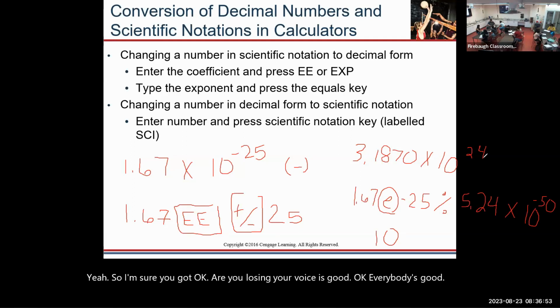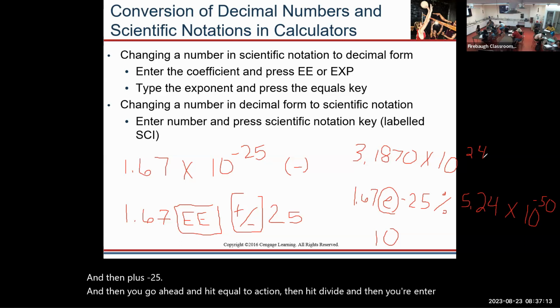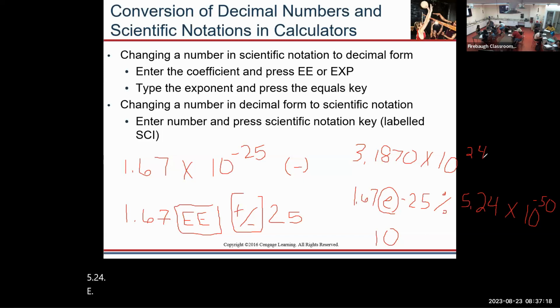Okay. So the first one we're gonna put 1.67 E, and then it's plus or minus 25. Okay. Go ahead and hit equal to constant. Then hit divide. And then you're going to enter 5.24 EE, and then negative 50.